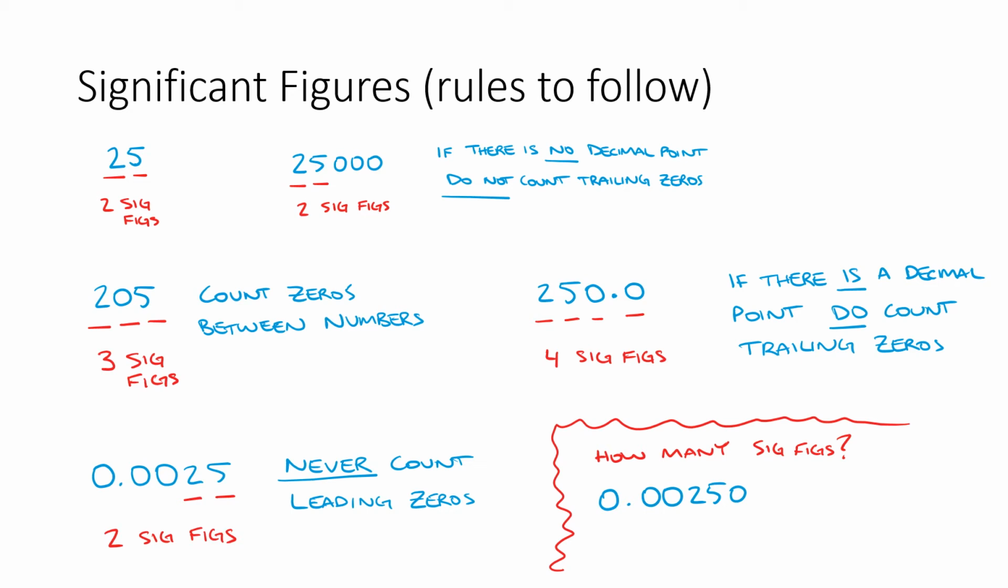Now let's go really small. If there are leading zeros and there is a decimal point, leading zeros don't count. There's only two. That's two significant figures. Leading zeros do not count.